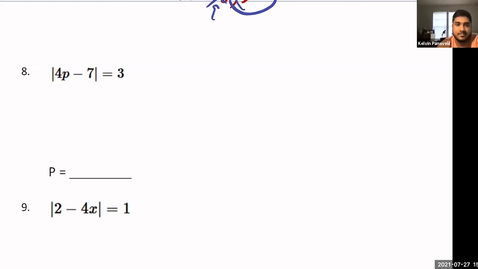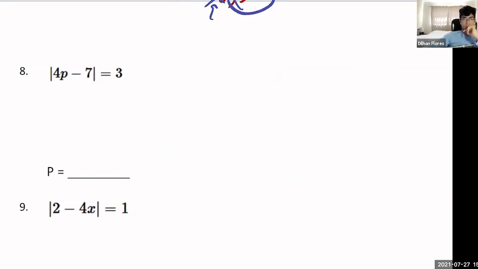You want me to read it? Yeah, if you can. Okay. 4p minus 7 equals 3. Perfect. So forgot one thing. What are those two little brackets around 4p minus 7? It's absolute value. So it's the absolute value of 4p minus 7 equals 3.